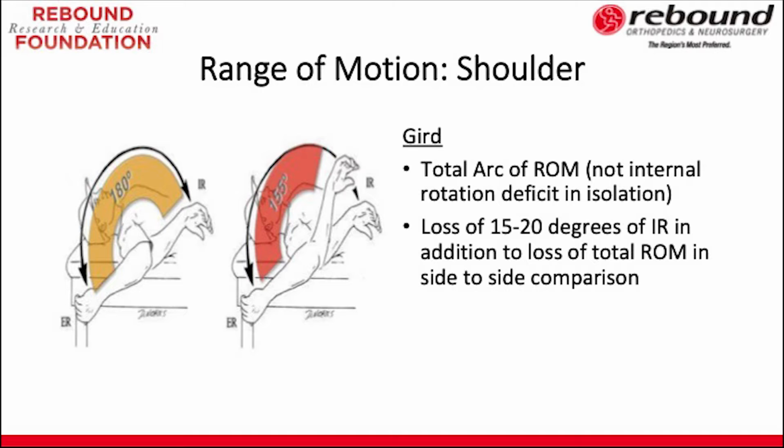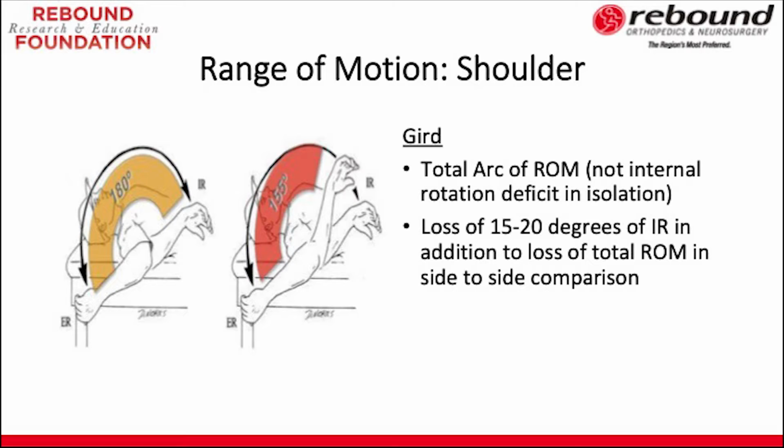And so you want to look at their total arc of motion. You do want both shoulders to be within about 15 to 20 degrees in terms of symmetry with their range of motion. But if on one side they have 130 degrees of external rotation and 60 degrees of internal rotation, that's 190 total on the one side. If they have about 180, 190 on the other side, that's kind of okay.